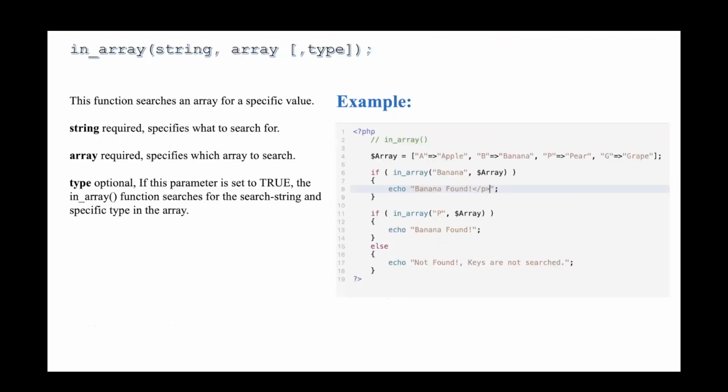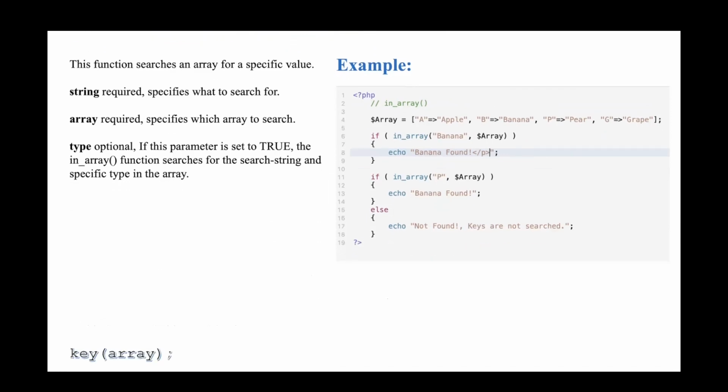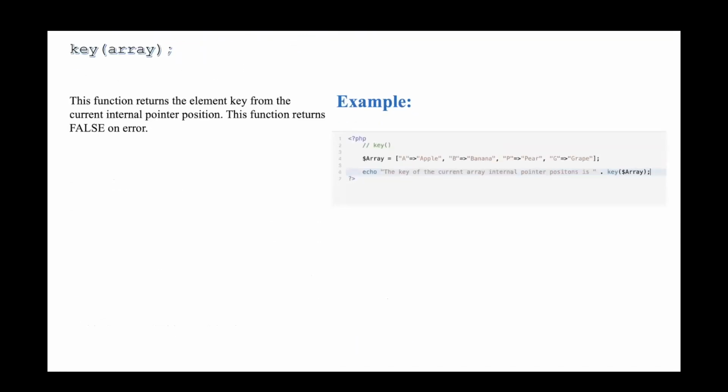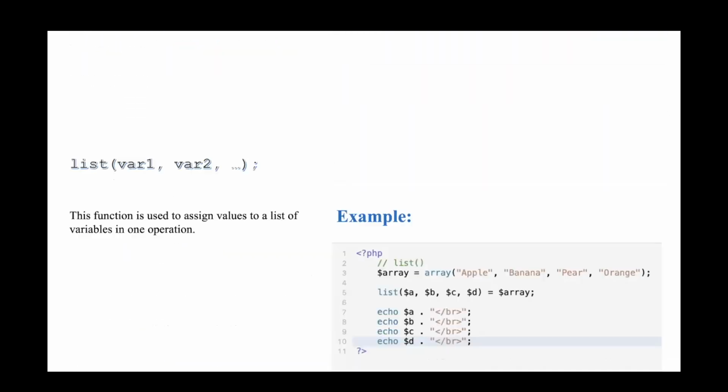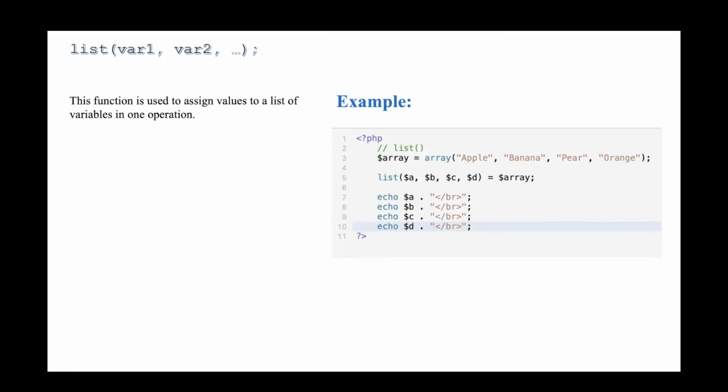In_array, obviously, searches an array for a specific value to make sure if it's there, and it will return true or false. And then we have key. This function returns the element key from the current internal pointer position, false on error. So basically, it tells you the key value that it is currently on. And list is used to assign values to a list of variables in one operation, obviously from an array.